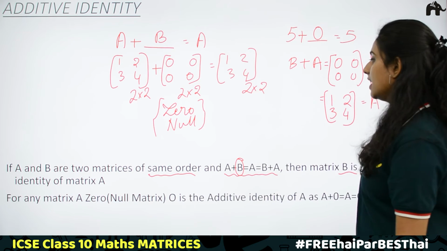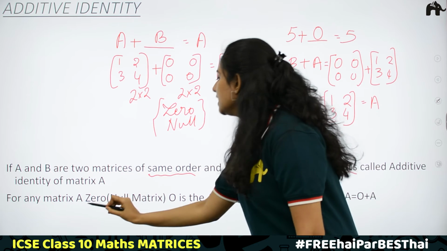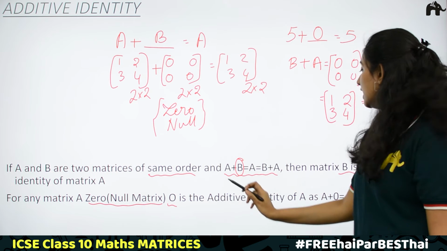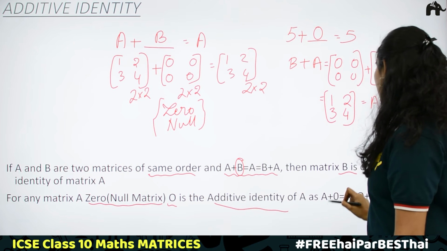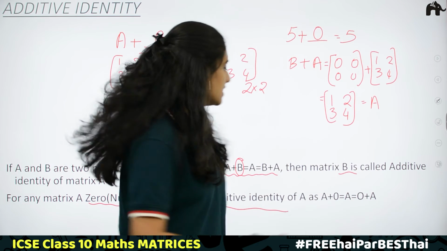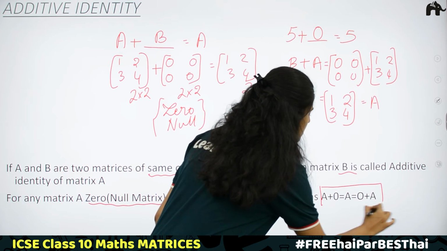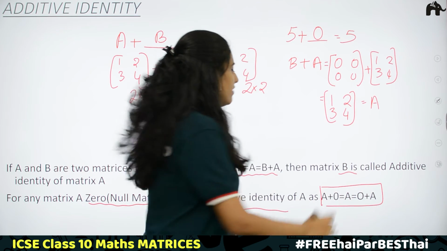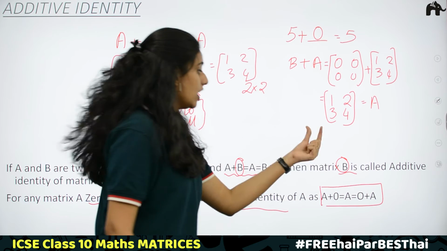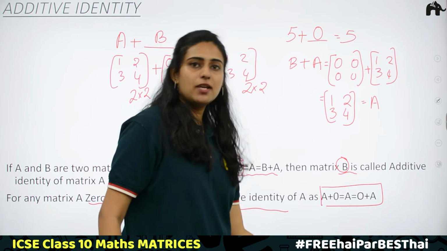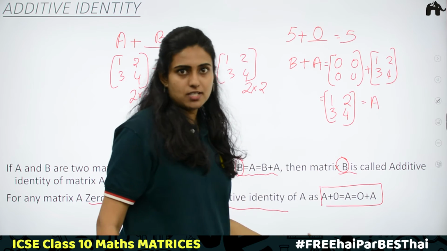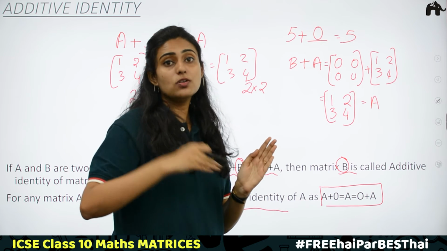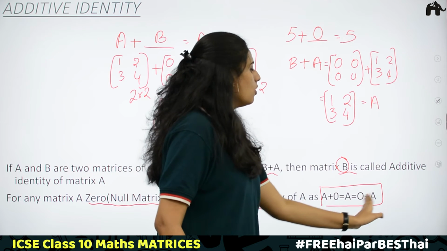And for any matrix A, 0 or the null matrix, represented as O, is the additive identity of A, and this can be written as A + O is equal to A is equal to O + A. Here we have taken it as a matrix B. We are sure that this matrix B will be a null matrix. Only if this B is a null matrix, represented as O, will we get A + O is equal to A is equal to O + A.